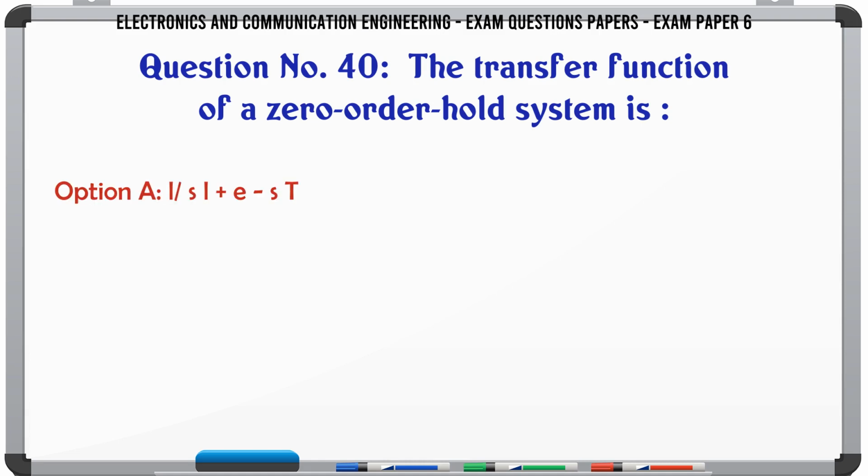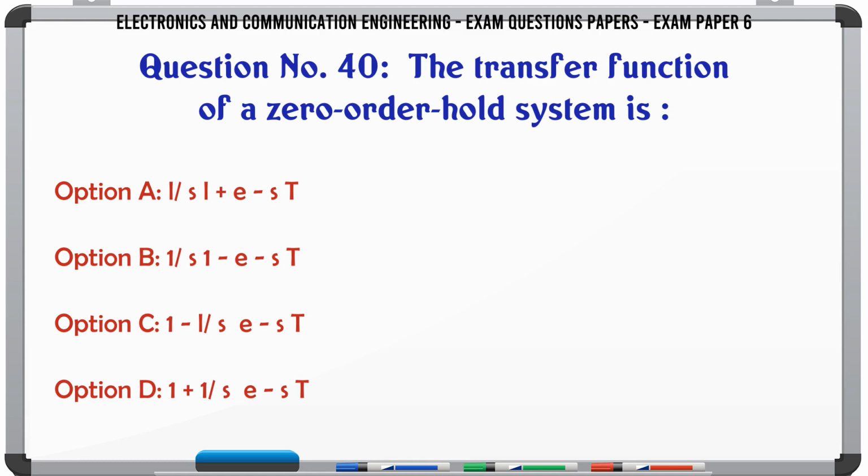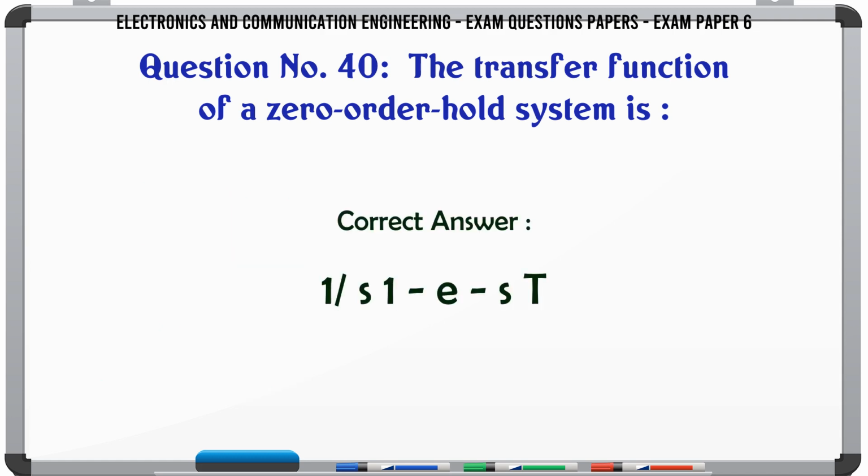The transfer function of a zero-order hold system is A) (1 - e^-sT)/s, B) (1 - e^-sT)/s... D) 1/(1 - e^-sT). The correct answer is (1 - e^-sT)/s.